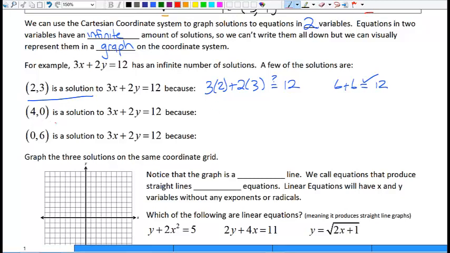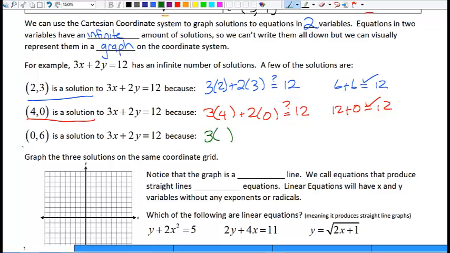The next one says (4, 0) is a solution. Why? When I substitute 4 in for x and 0 in for y, does that truly equal the right-hand side, which is 12? Well, let's find out. 12 plus 0. Yep, truly does equal 12. So (4, 0) is truly a solution. Let's do one more.